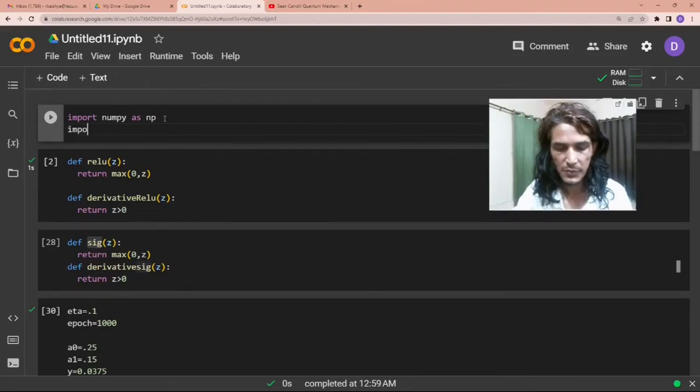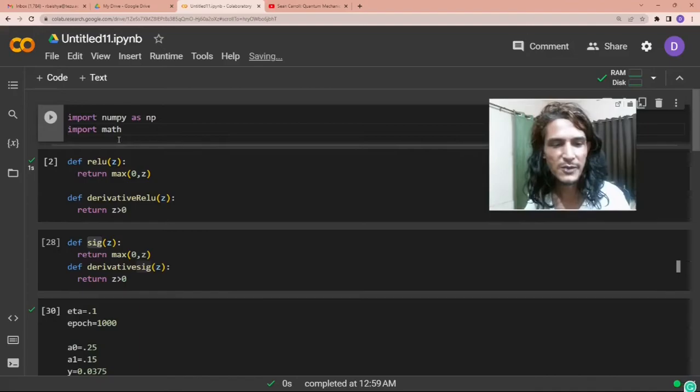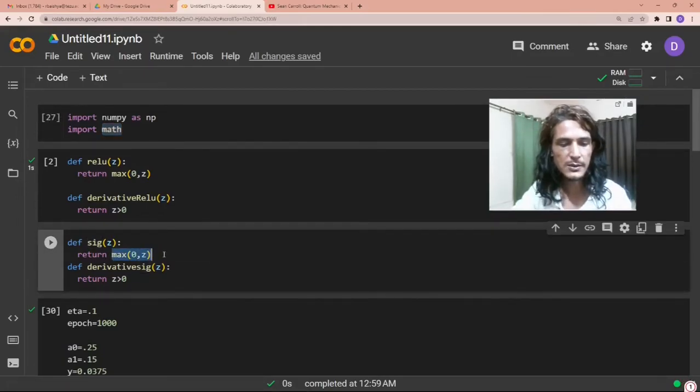Import math. I don't need a short name for math; math itself is fine with me. So define sigmoid of g. Here what we want to do is return, see here, what is that?